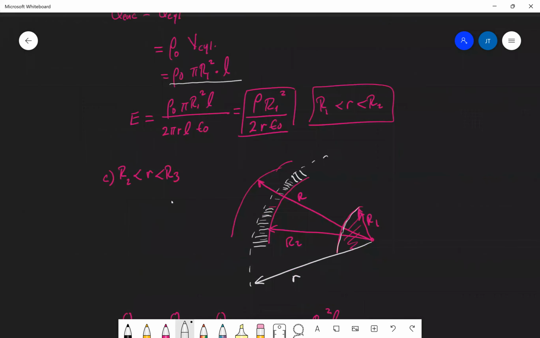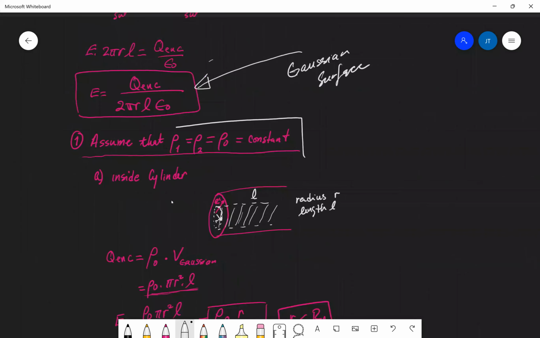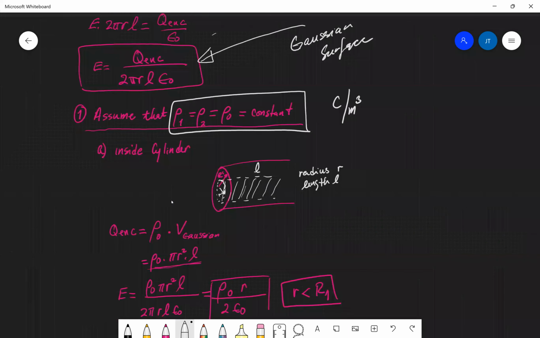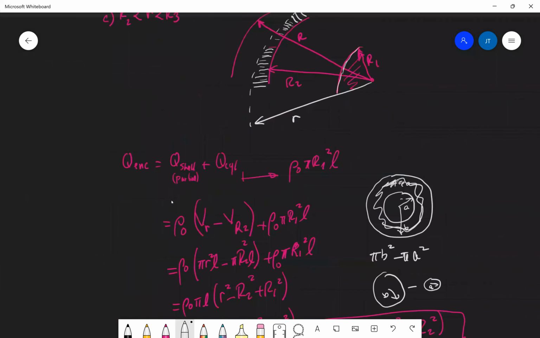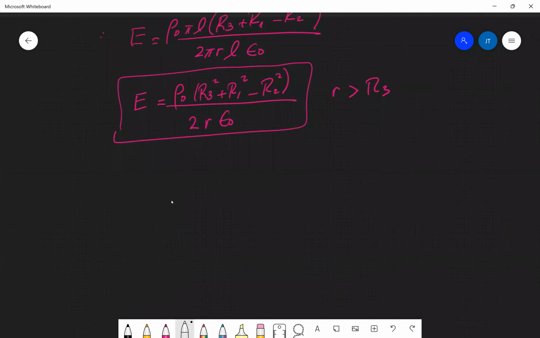Again, in the previous video, I took the charge densities to be constant, rho zero. Again, charge density has units of coulombs per meter cubed. So that's constant. But now I'd like to take non-uniform charge densities and compute the electric field in the three regions. But our main focus will be Q enclosed, because we already have an expression for the electric field, right?